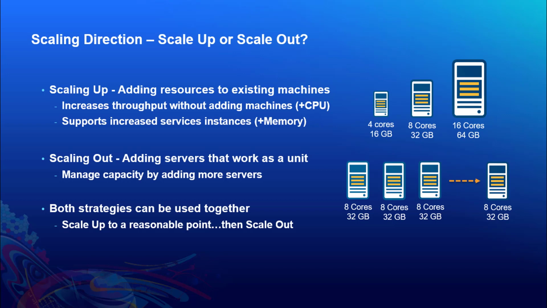So when we talk about scaling, there's two ways we can think of: scaling up and scaling out. Scaling up is where we take an existing machine and we increase resources to increase throughput for that machine. Examples are adding more CPUs, more memory, more disk, etc. Scaling out is where we add like machines as a unit of work to increase the capacity. So instead of one machine, we have 2, 3, 4, and so on machines, scaling horizontally.